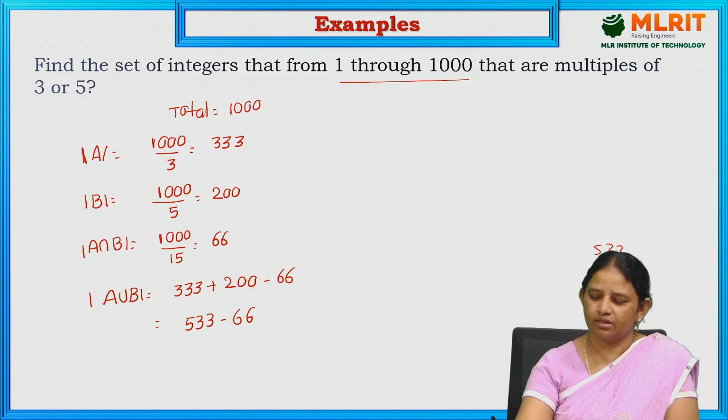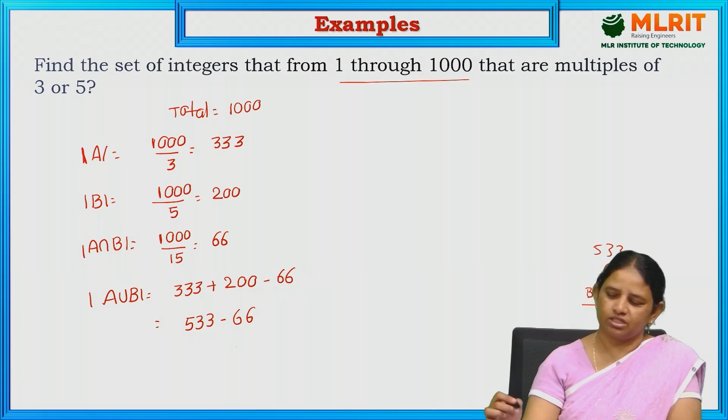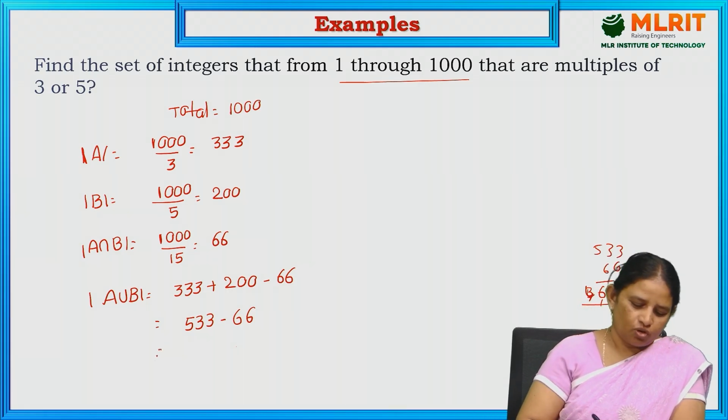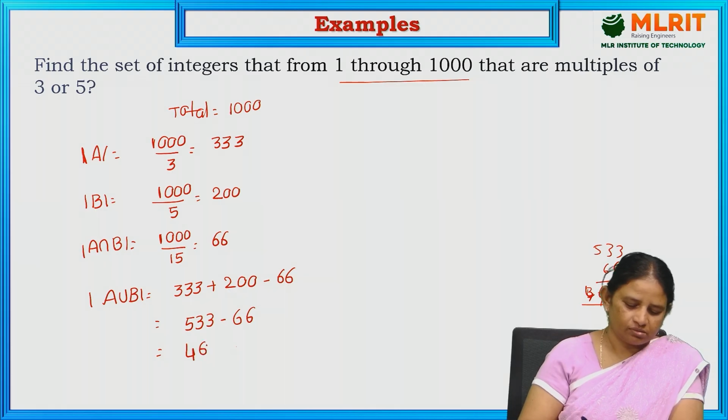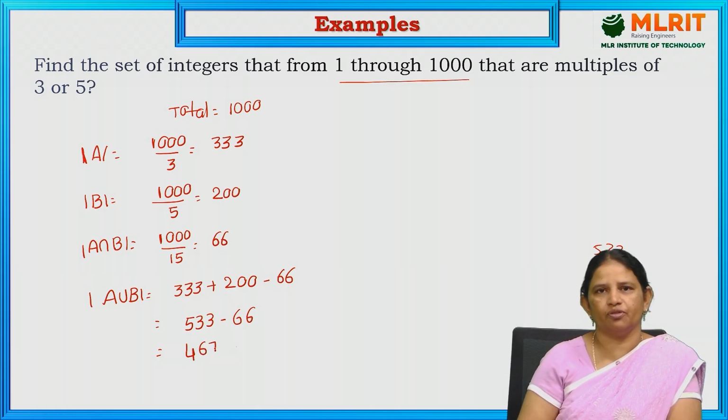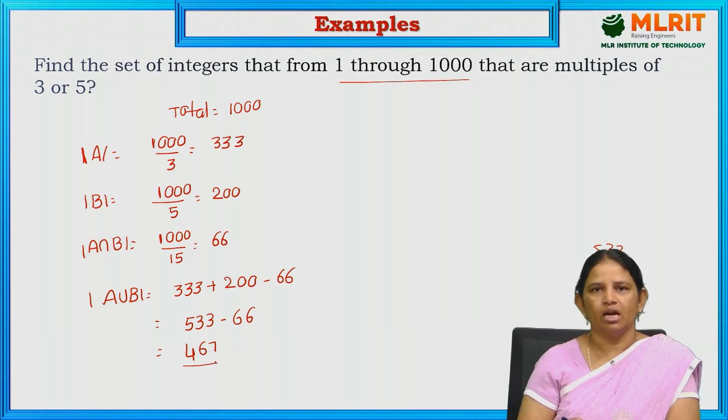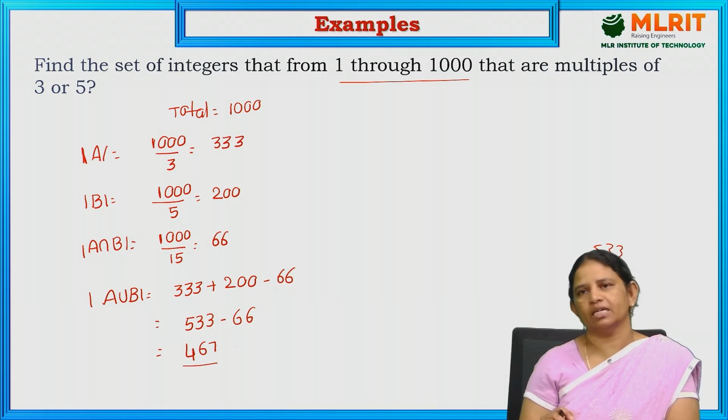So 533 minus 66 will get 467. 467 integers are divisible by either 3 or 5.